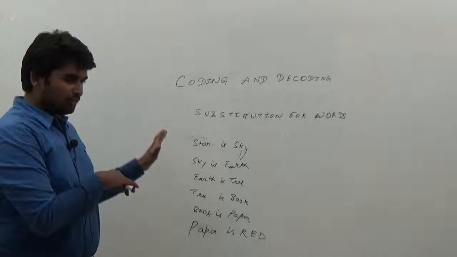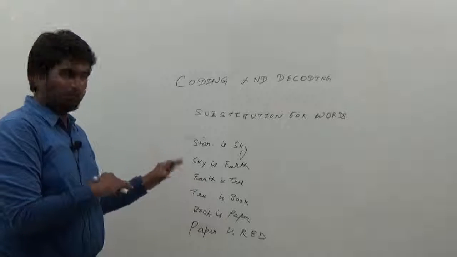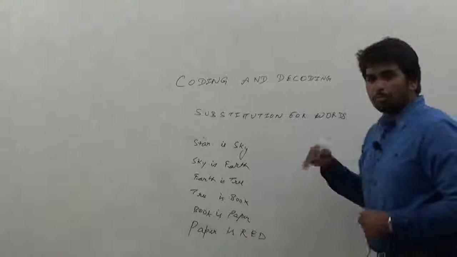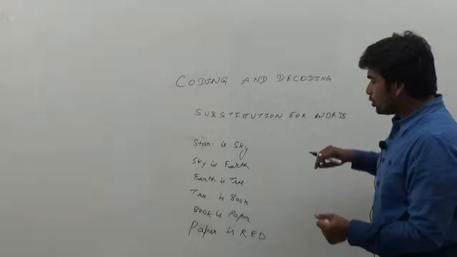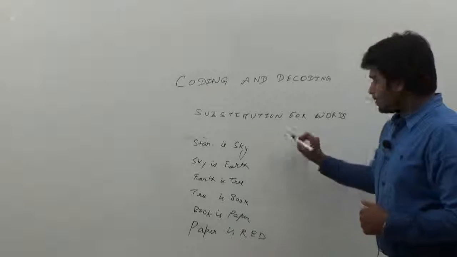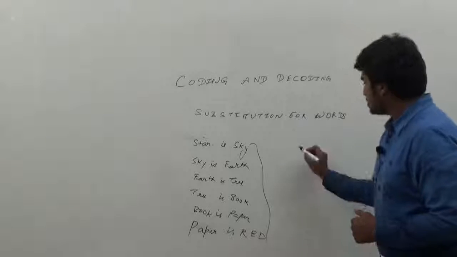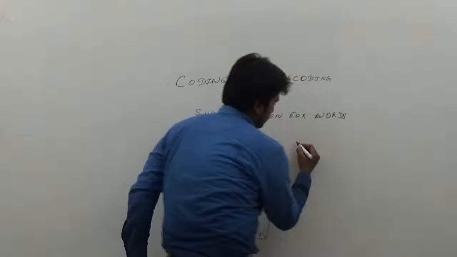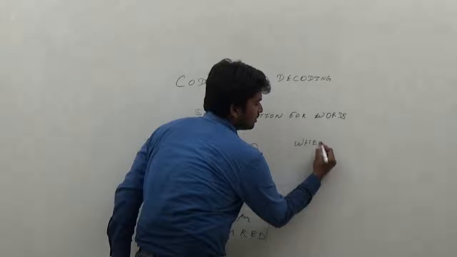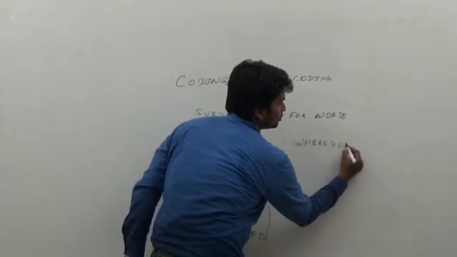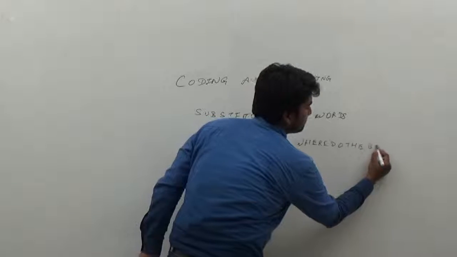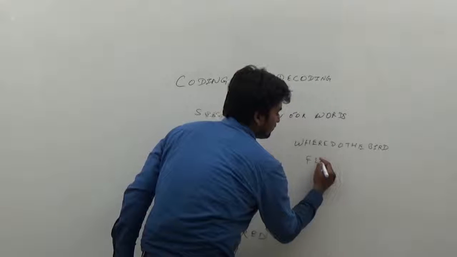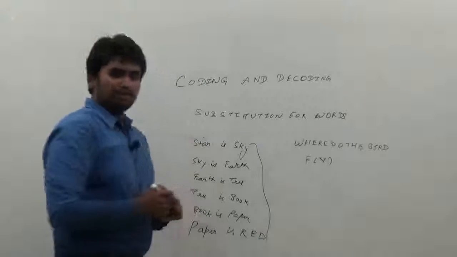So I get some set of confusing data here. What I do is frame a question that will make you quick. As soon as you read, you'll not read these sentences, you'll just read the question. The question is, where do the birds fly? Where do the birds fly is the question.